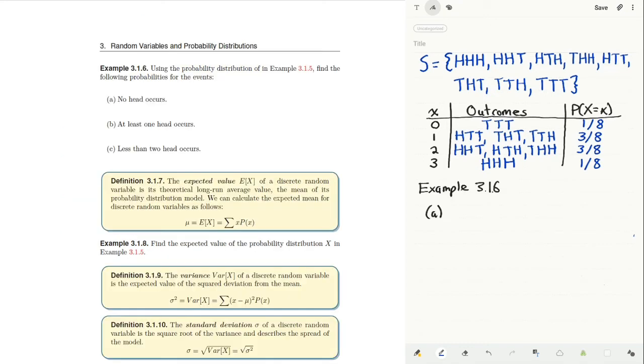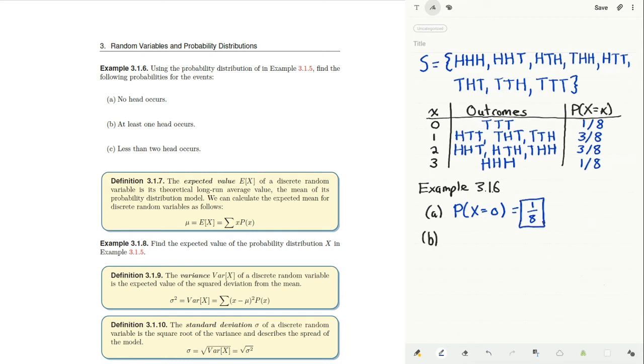So now let's use this distribution table to find the probabilities for the following events. So what is the probability that no heads occurs? Since X represents the number of heads, this means that we're looking for the probability that X is equal to 0. And so using our table, we know that the probability is 1 out of 8.